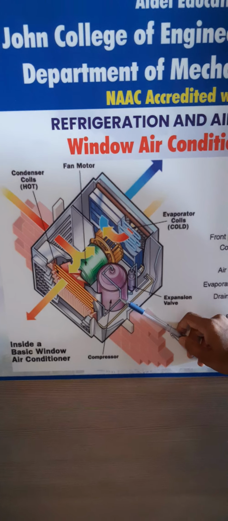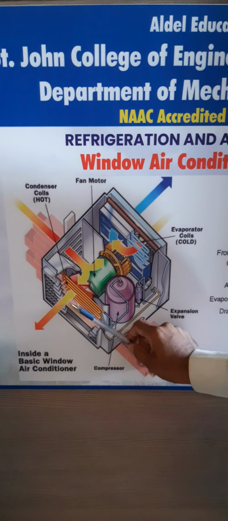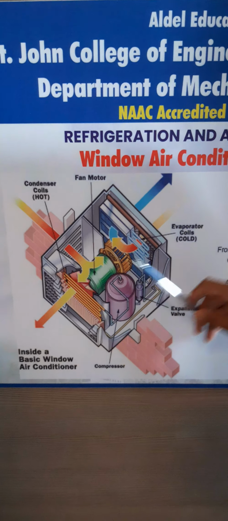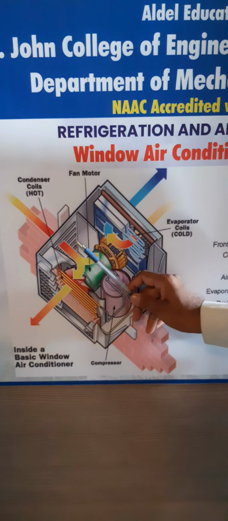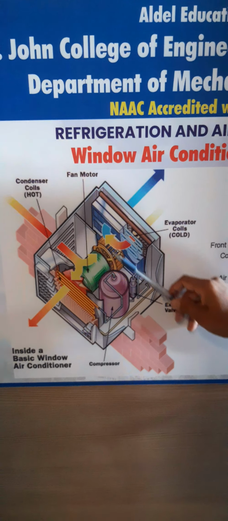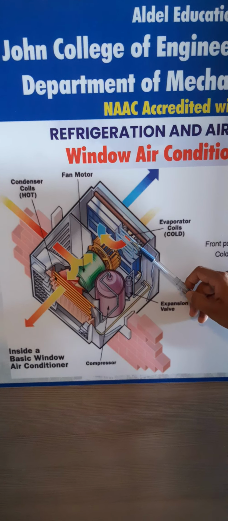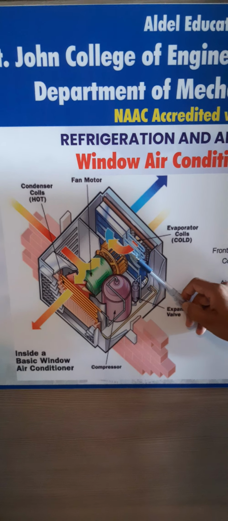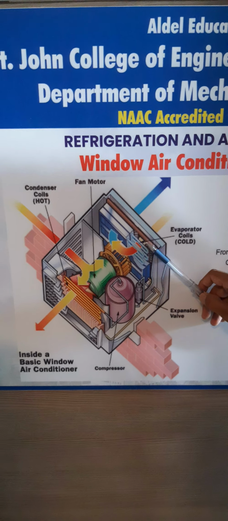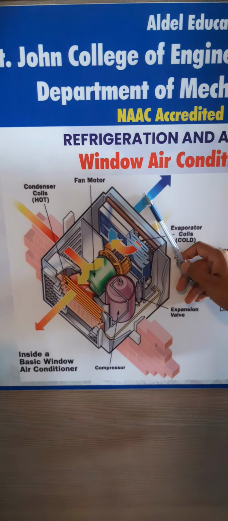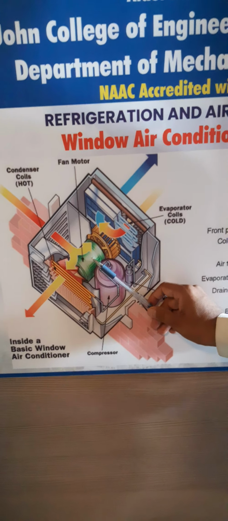Then high pressure, high temperature refrigerant enters this coil, that is the condenser coil. After that it passes through the analyzer and the capillary tube, and finally it enters into the evaporator, right. So it takes the air from the surroundings, from the room, and it is cooled, and then the cooled air is circulated into the room. Okay, so this is how the window air conditioning system works.